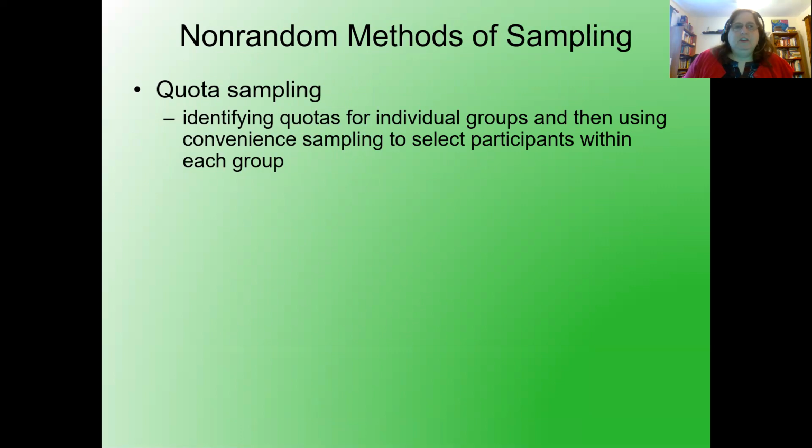Quota sampling. Identifying quotas for individual groups and then using convenience sampling to select participants within each group. Now, this is very similar, as you can tell, to convenience sampling. The difference is I now have a certain amount I need to get. So let's say in this case, I want to get an equal number of males and females. I want to get 100 males and 100 females in my study, and that's all I'm interested in. I'm not interested in gathering other people at all. Just 100 males, 100 who self-report female, and we'll call it a day.